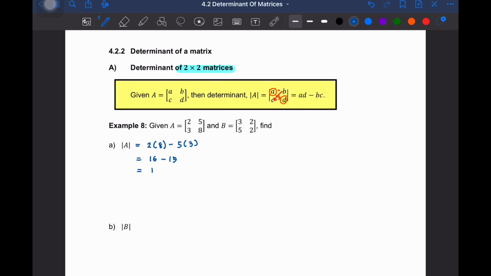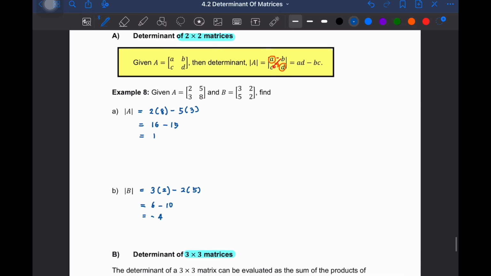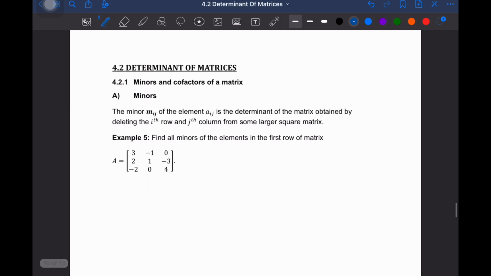Okay, next example. So determinant for matrix B. So we have over here again A times D. So leading diagonal first, 3 times 2 and then minus with 2 times 5. So we have 6 minus 10 which is equal to negative. Settle. Right, then we go back to the first one, 4.2.1.